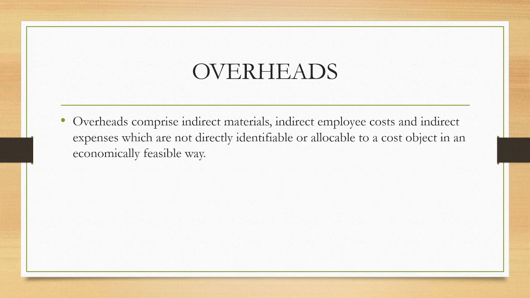So overheads comprise indirect materials, indirect employee cost and indirect expenses which are not directly identifiable or allocable to a cost object in an economically feasible way. So these are the indirect portion of the total cost, which is actually the sum total of indirect material, indirect labor and the indirect expenses. So overhead cost cannot be directly allocated, but these costs have to be suitably apportioned and then absorbed.